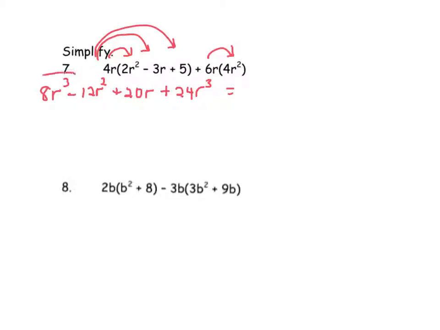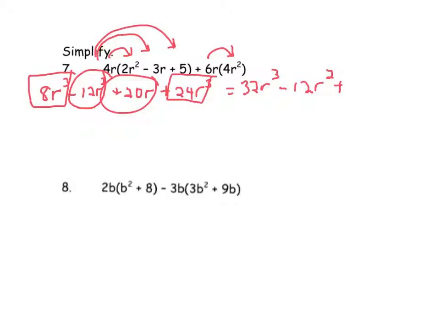Now combine any like terms that you have. I look for r cubed first. So 8r cubed plus 24r cubed gives me 32r cubed. And then I have r squared. I only have one r squared, so negative 12r squared. And then I only have one plain r, so 20r. So that should be your answer.